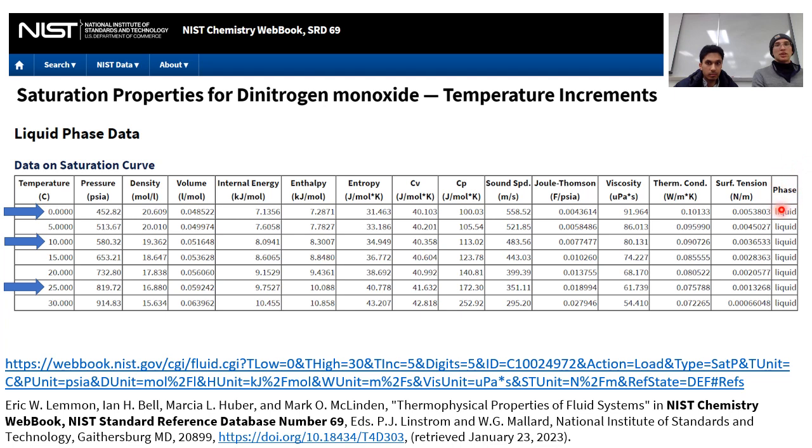So the lowest temperature is 0 degrees C. We want it to be a liquid phase, right? The liquid phase data from this source is 452. So 450 approximately is like the lowest we can be. If we get to under 450, this liquid nitrous oxide will start turning into a gas. That causes problems because the ratio of the volume that the gas takes up as opposed to a liquid is more than an order of magnitude of an increase. It might be 2 orders of magnitude even.